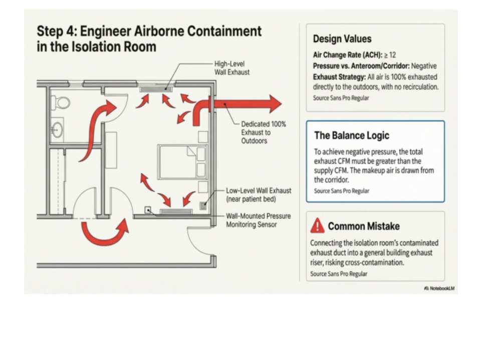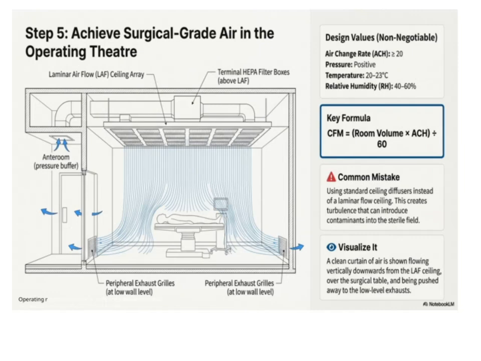Let's talk about the key environmental requirements for operating rooms. First, the air changes per hour, or ACH, needs to be at least 20. This helps ensure a steady flow of fresh, sterile air to reduce contamination. The room must also have positive pressure, meaning air flows outward, preventing contaminants from entering. Temperature should be maintained between 20 and 23 degrees Celsius, with relative humidity kept between 40 and 60%. These conditions are crucial for both patient safety and staff comfort.